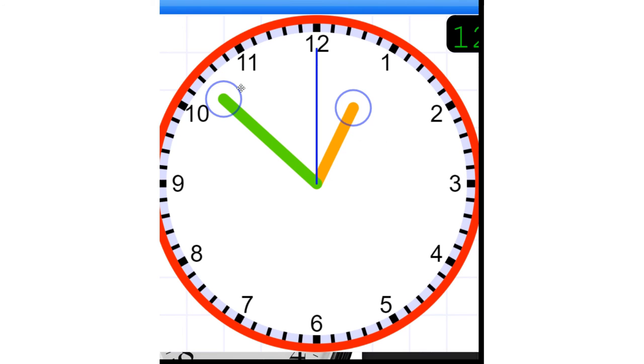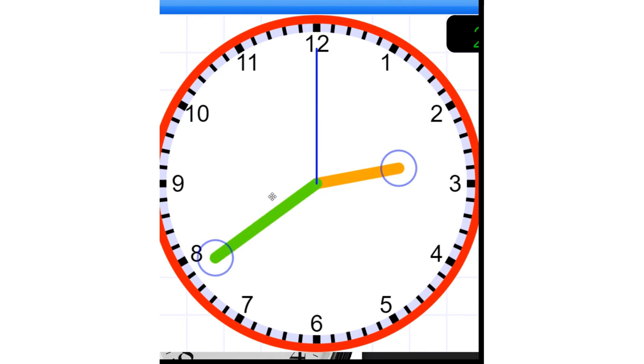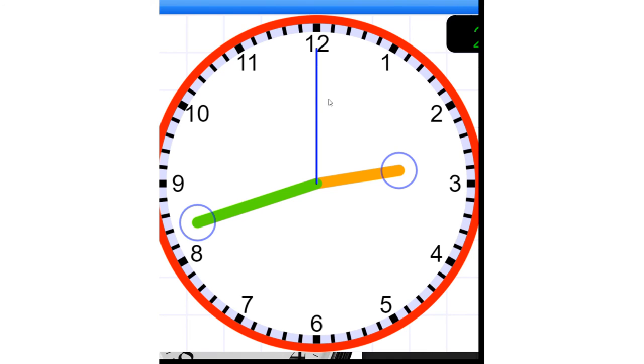Bam. Oh, I should make it a little harder. Hold on. Last one. Make it a doozy. There we go. What time is it? It is in what hour? The 2 o'clock hour. Good. What are the minutes? Look at here. 8 times 5 is 40. 41. 42. So it is 2:42. Now it's your turn.